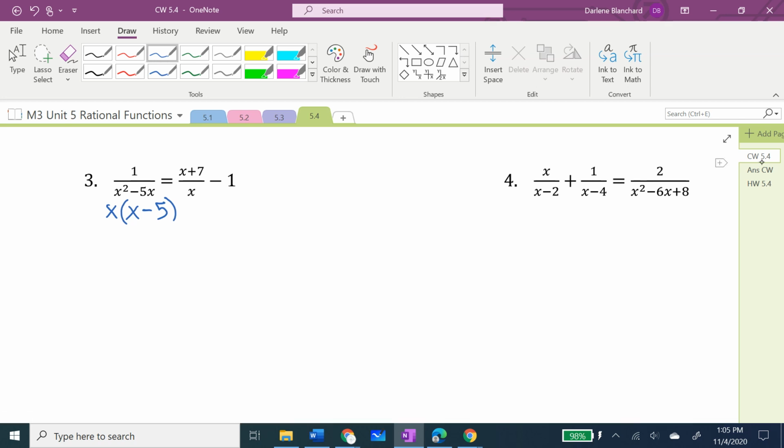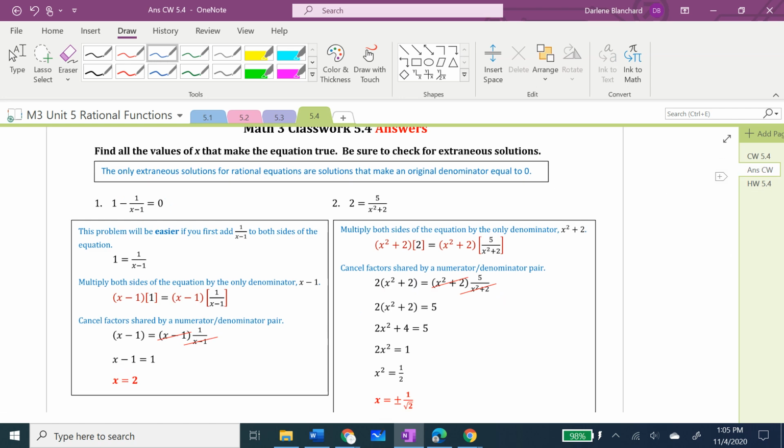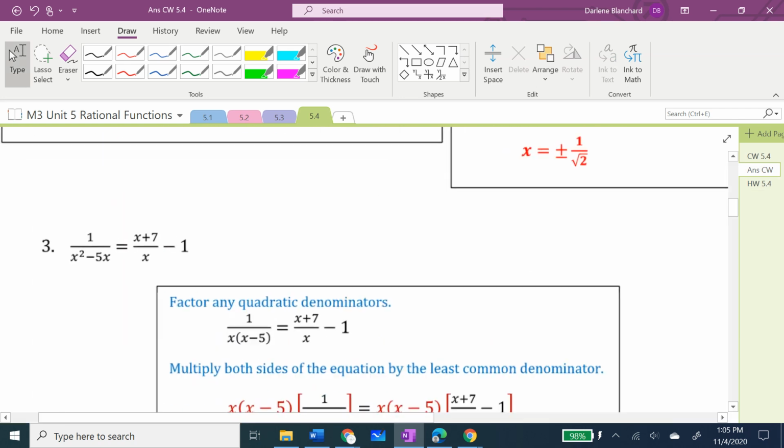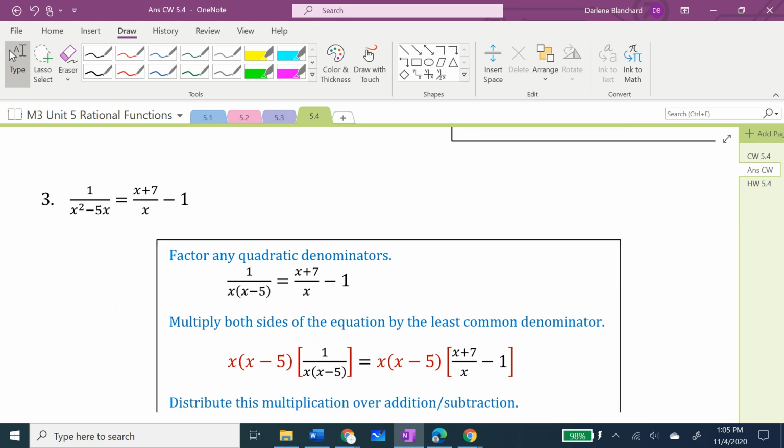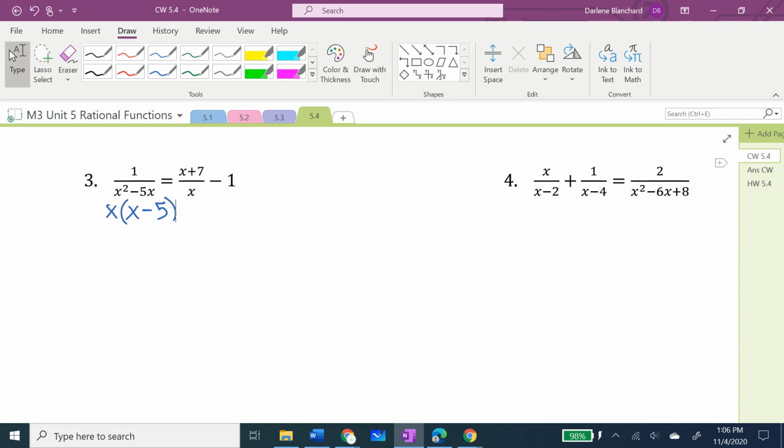In the answers that I have written up, I'm showing this one where I am just flat out multiplying by the least common denominator. So what I think might be good is right now I can go over doing this in smaller steps. And if you're ready for bigger steps, you can look at the answers that I have here that are posted on Google Classroom now. So I'm going to rewrite this to see it a little bit better.